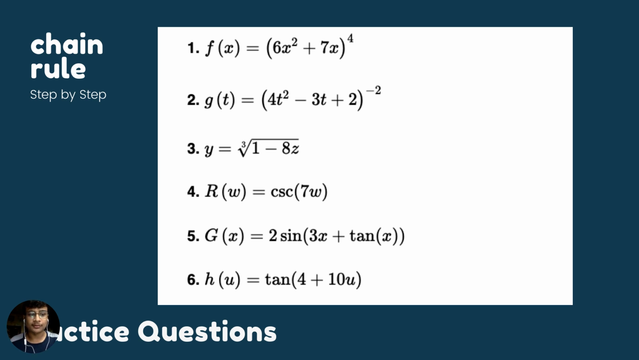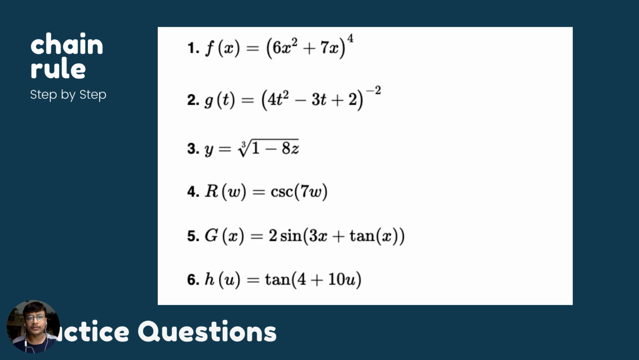Let's go to the third question. Third question is y is equal to (1 minus 8z) whole power 1 by 3. If we have 1 by 3, we take 1 by 3 ahead, so it will be 1 by 3, then (1 minus 8z) power minus 2 by 3. When we are subtracting 1 by 3 minus 1, it will be minus 2 by 3. And then we're going to differentiate the inside part. 1 would be 0 and minus 8z would be minus 8. So the answer would be minus 8 by 3, (1 minus 8z) to the power minus 2 by 3.